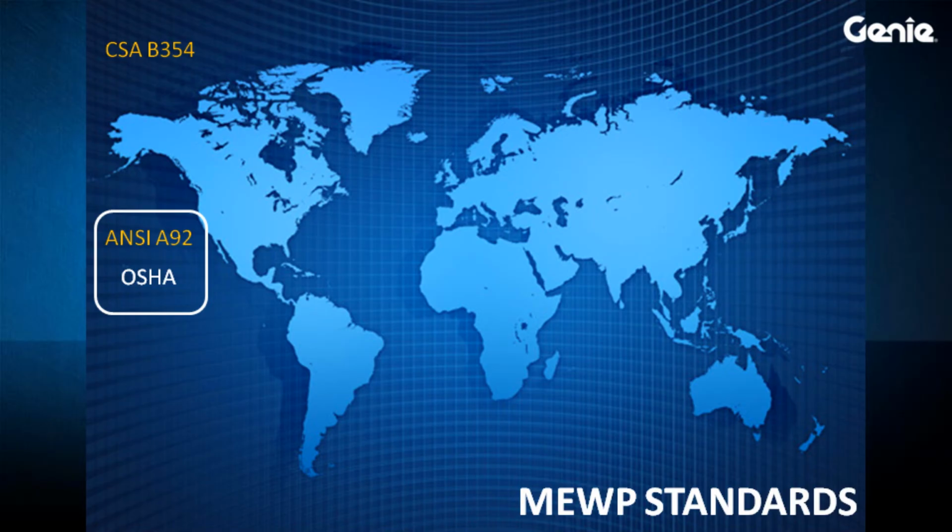Much like ANSI in the United States, the Canadian Standards Association, or CSA, has published Canada's governing standard, CSA B354, for mobile elevating work platforms. CSA B354 standards are enforced by OHS, which is similar to OSHA in the US, and other provincial authorities. Each province has their own OHS, so it's important to be familiar with those rules and regulations that apply to the safe operation and maintenance of the Mewp in your area.